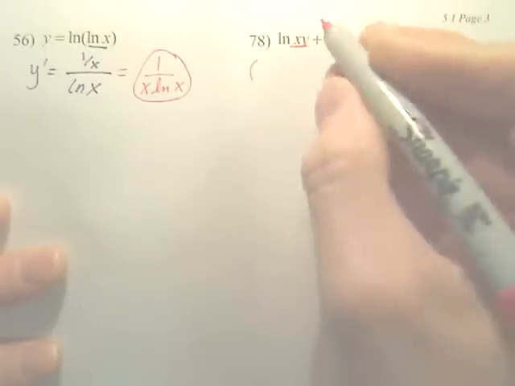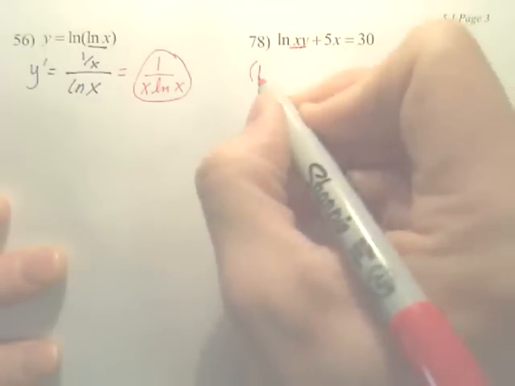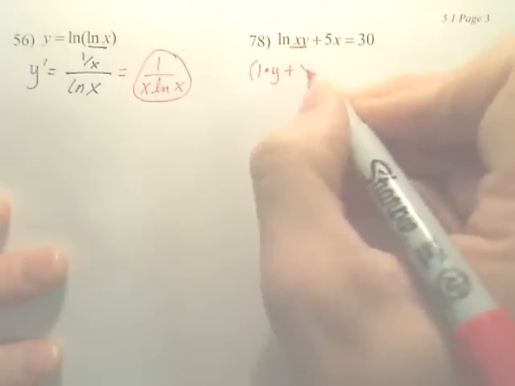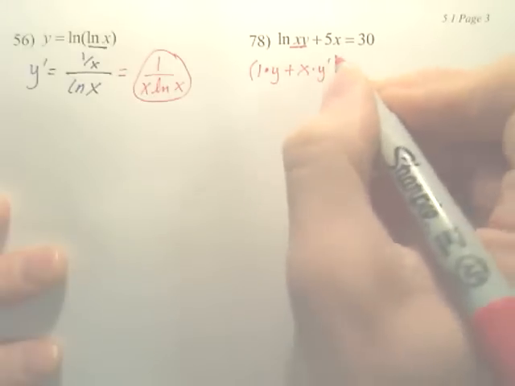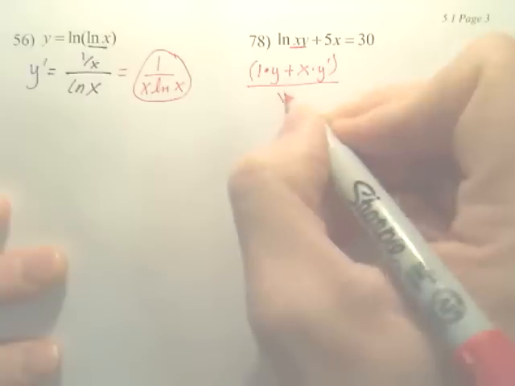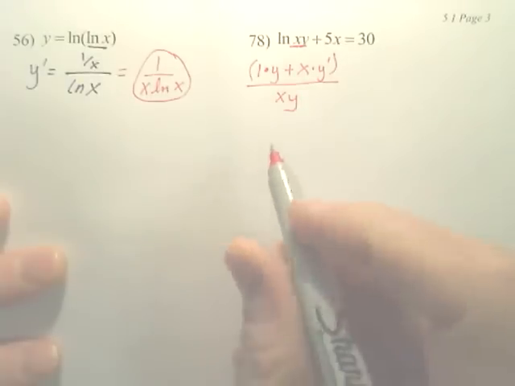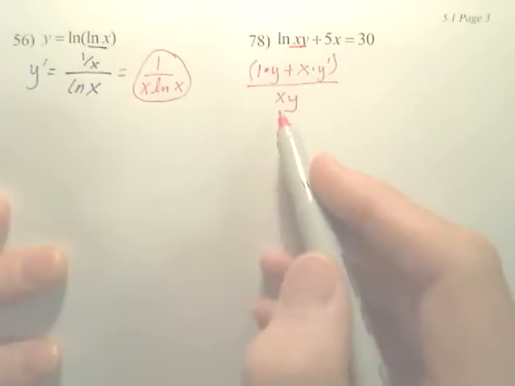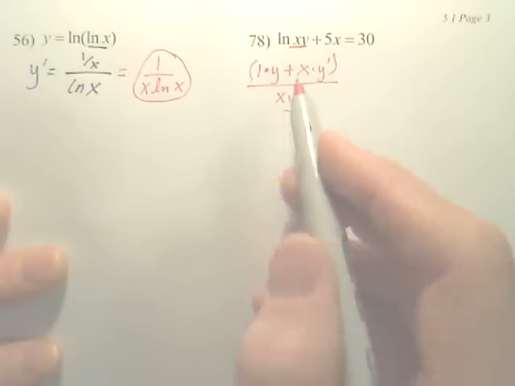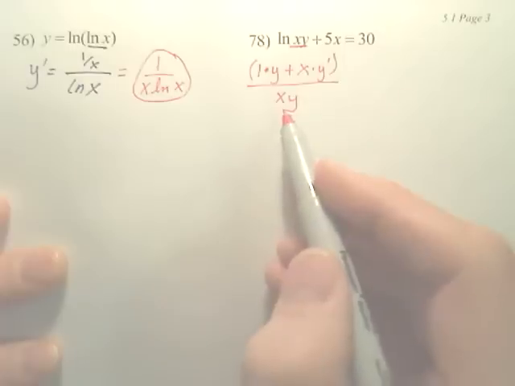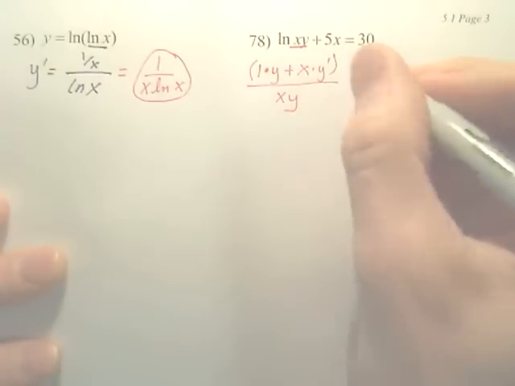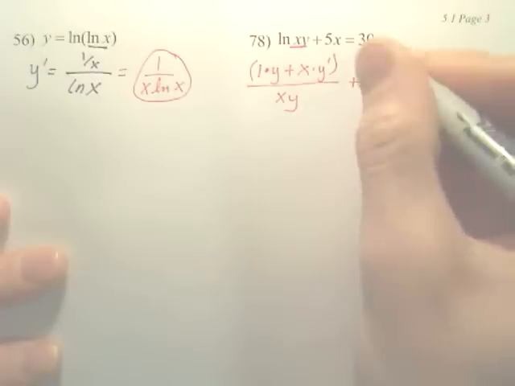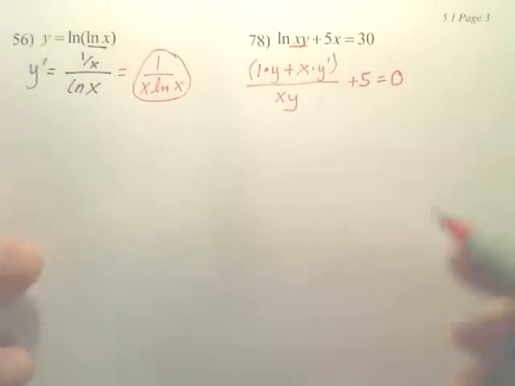So derivative of x is 1 times y plus, leave the x, derive the y, and isn't that over xy? Derivative of the top, which is the product rule, over the inside, u prime over u. And then simply, derivative of 5x is, nice and easy, 5. Derivative of 30 is 0.